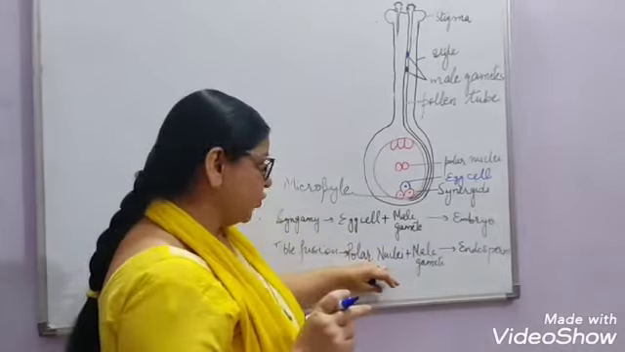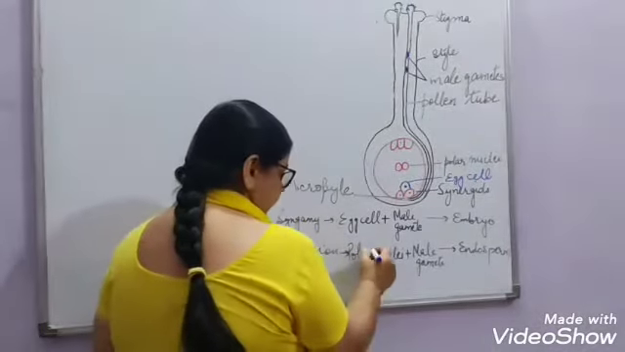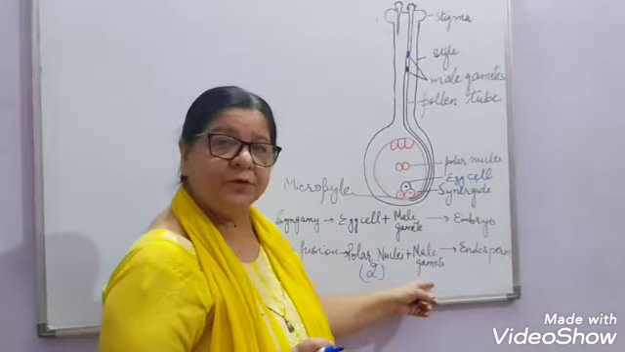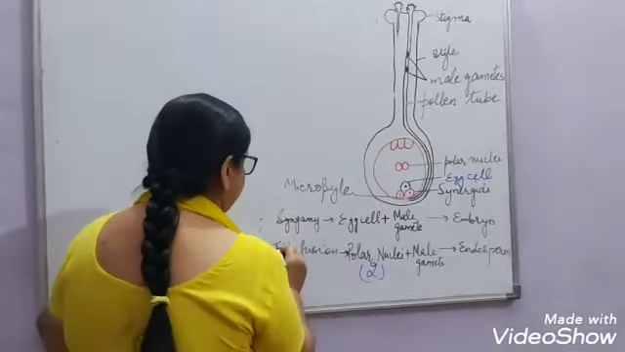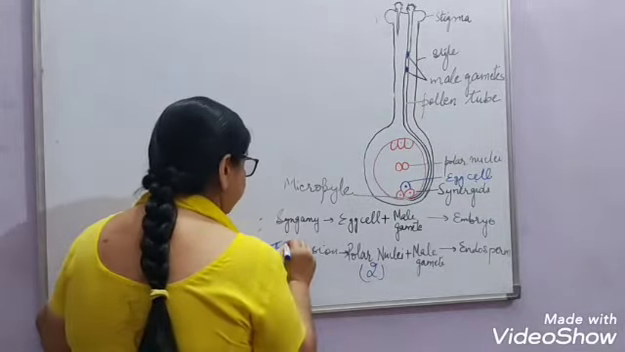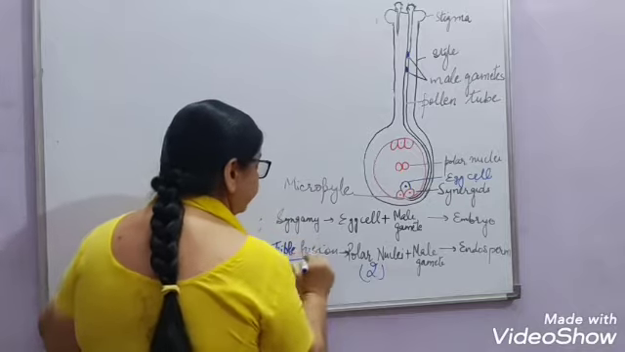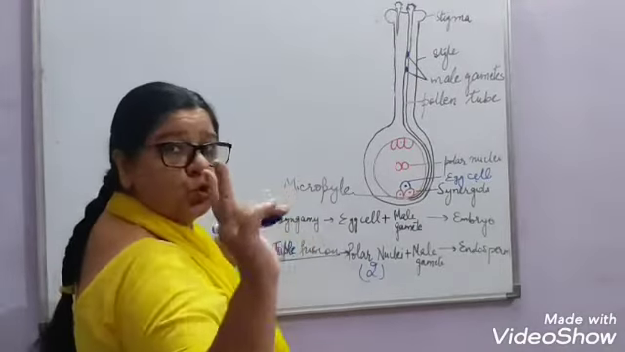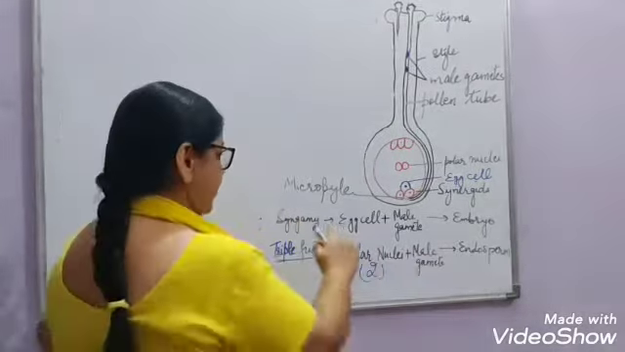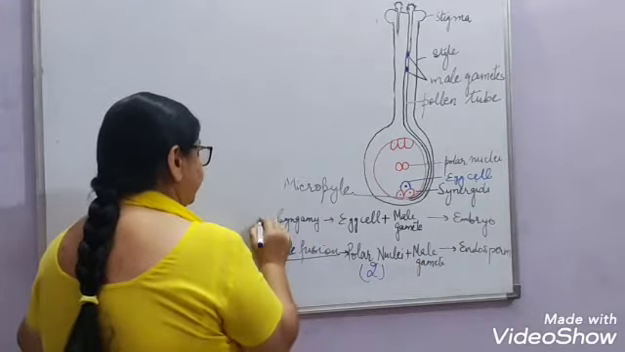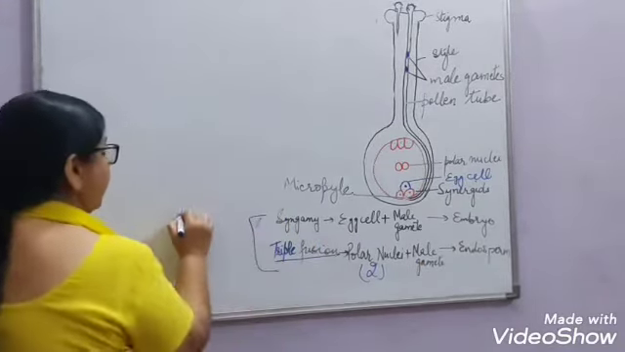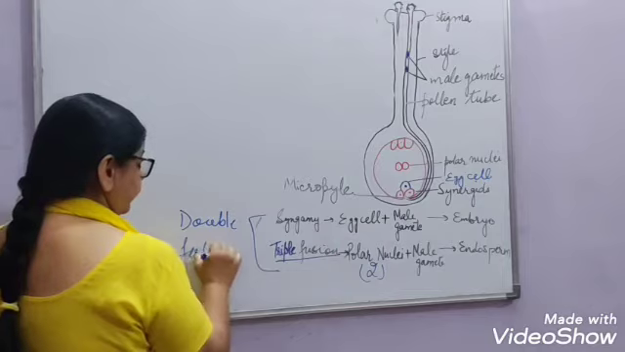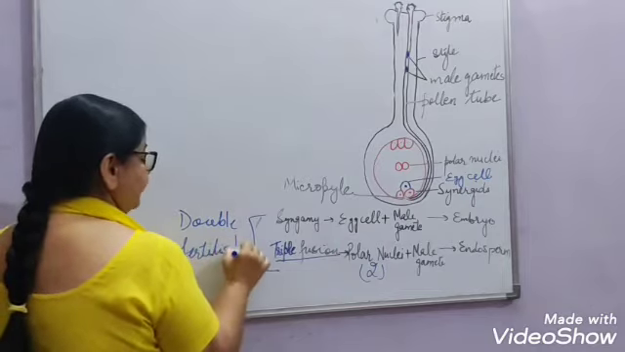And this is because there are 2 polar nuclei, right? These are 2 in number. 2 polar nuclei plus 1 male gamete fusing together. So that is why this is known as triple fusion, right? And because 2 types of fertilization are taking place, one syngamy and one triple fusion, that is why this is known as double fertilization.